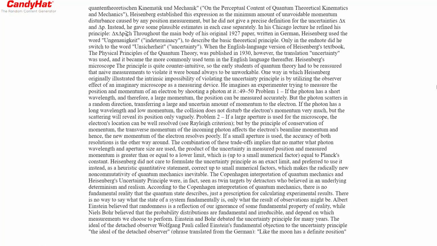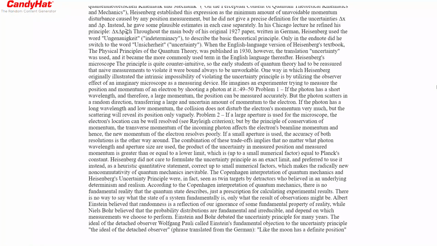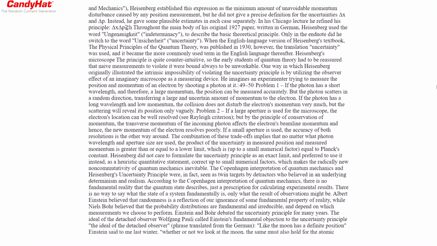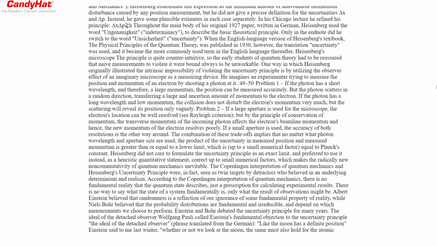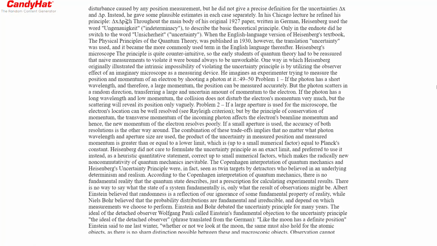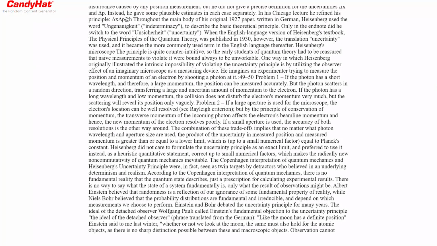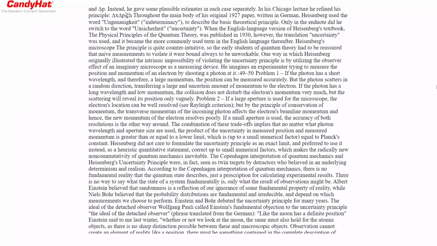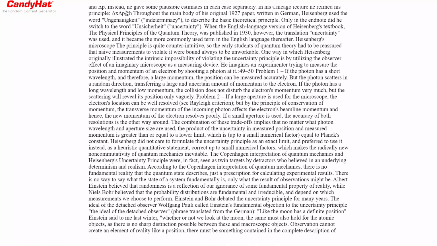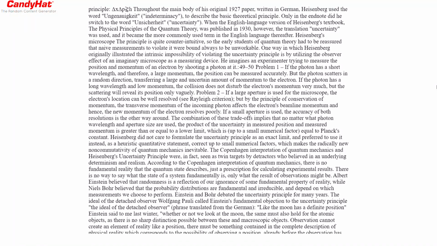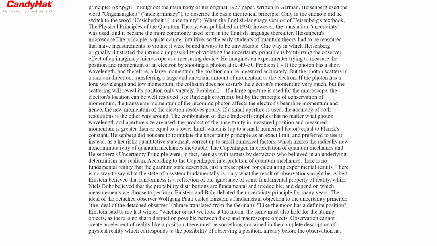The Copenhagen interpretation of quantum mechanics and Heisenberg's uncertainty principle were, in fact, seen as twin targets by detractors who believed in an underlying determinism and realism. According to the Copenhagen interpretation of quantum mechanics, there is no fundamental reality that the quantum state describes, just a prescription for calculating experimental results. There is no way to say what the state of a system fundamentally is, only what the result of observations might be.